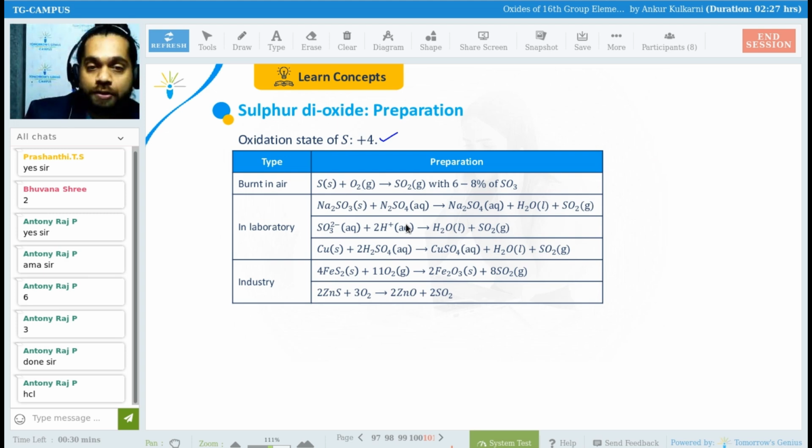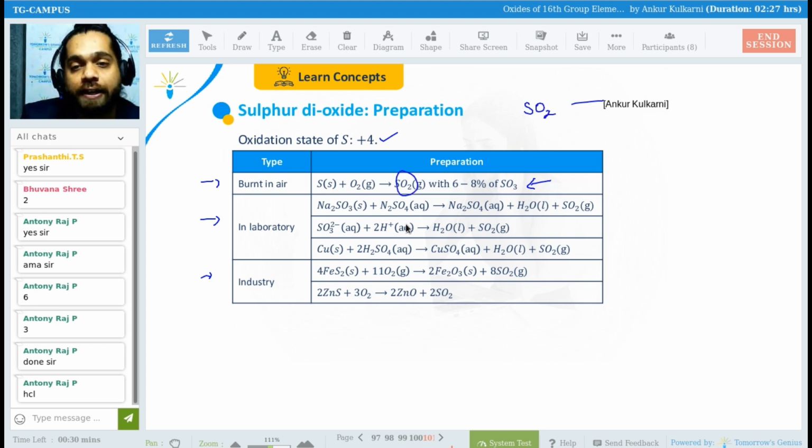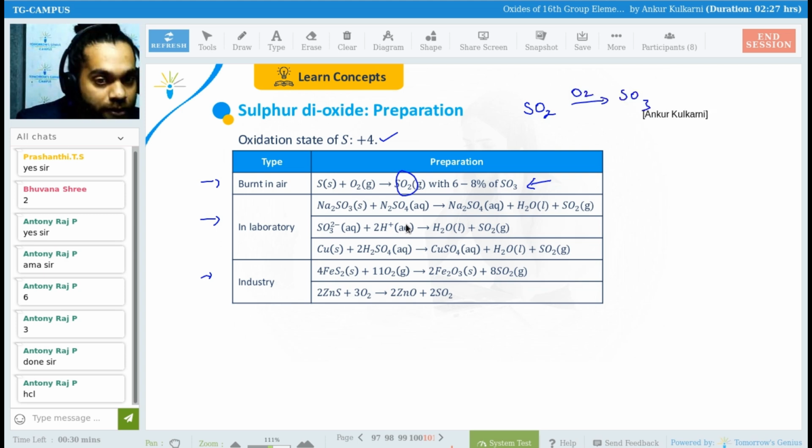So look over here. Preparation: if you do it in one table, your whole preparation is done. This is a general preparation. If you do the oxidation of sulfur, it gives you sulfur dioxide. If you further oxidize sulfur dioxide, it will give you sulfur trioxide. No rocket science. But in the laboratory, how do we prepare it? We prepare it by mixing Na2SO3 and H2SO4. Okay, it is Na2SO4 as the product.